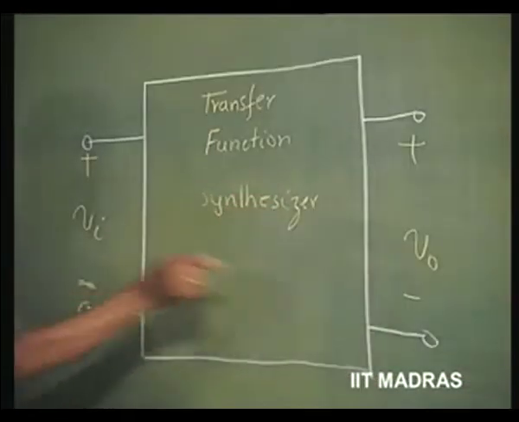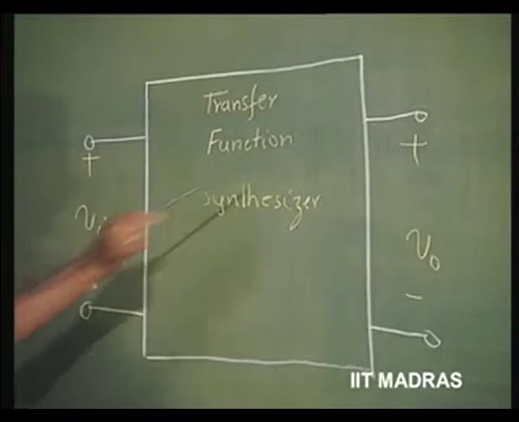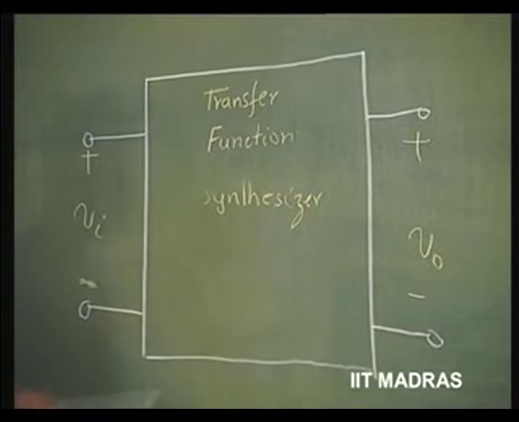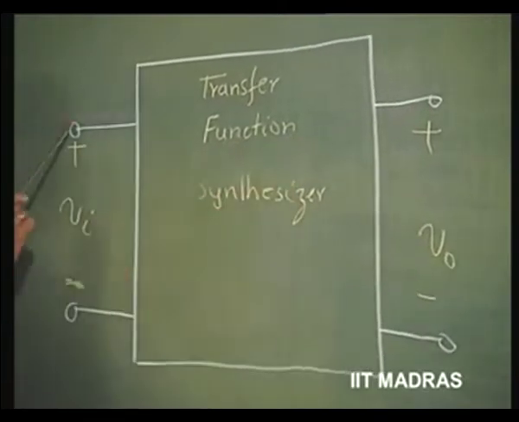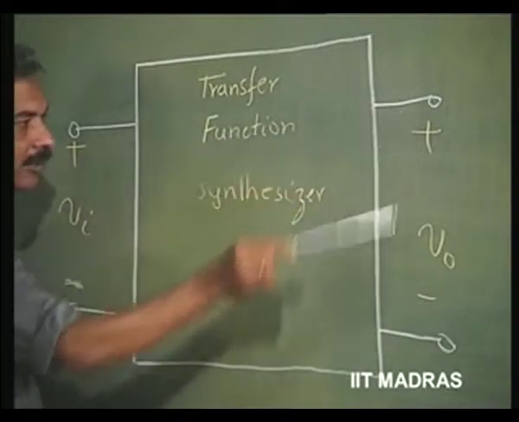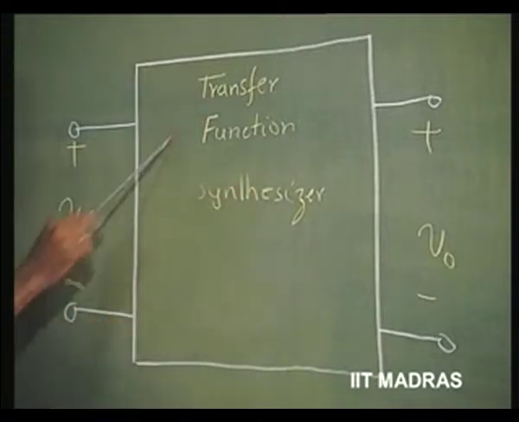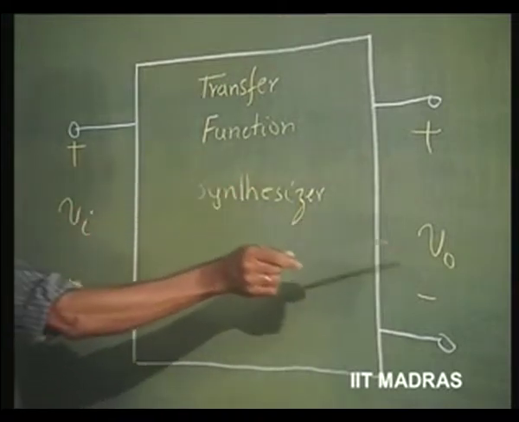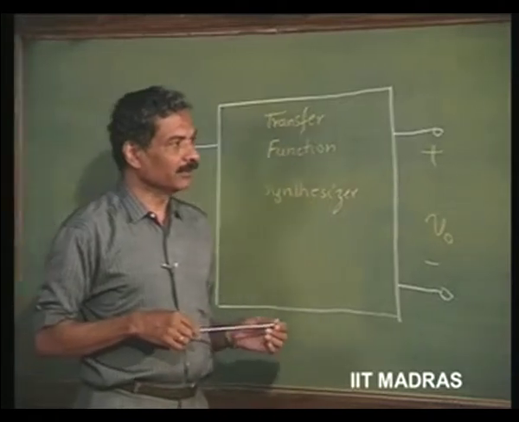Output voltage as a function of input voltage, two-port. This is called the input port, this is called the output port. It is a four-terminal network, or two-port, with an input port and an output port. I would like to put a network here so that I get the desired V naught versus Vi characteristic. Such a synthesis is what we would like to do.